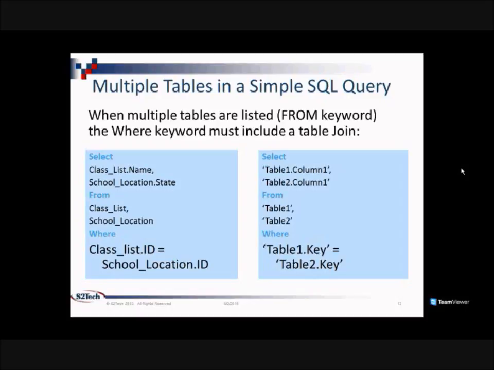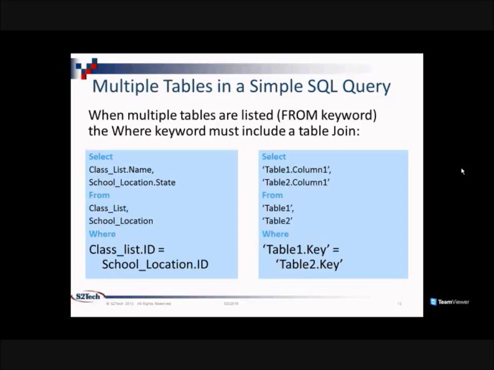So let's say I've got individuals Joe, Mary, and Sam. And I've identified those individuals by a key value, 1, 2, and 3.